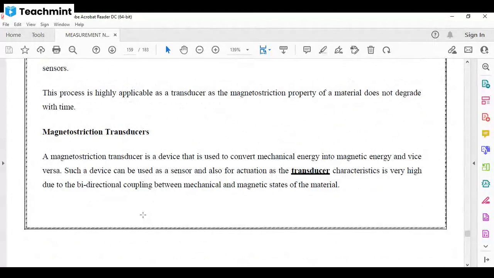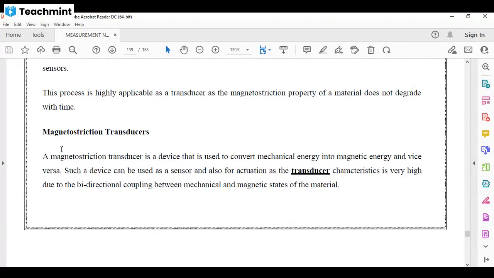So a magnetoresistive transducer is a device which is used to convert mechanical energy into magnetic energy, and vice versa. Such a device can be used as a sensor, and also for actuation as a transducer. Its coupling is very high due to the bidirectional coupling between the mechanical and the magnetic state in the material.